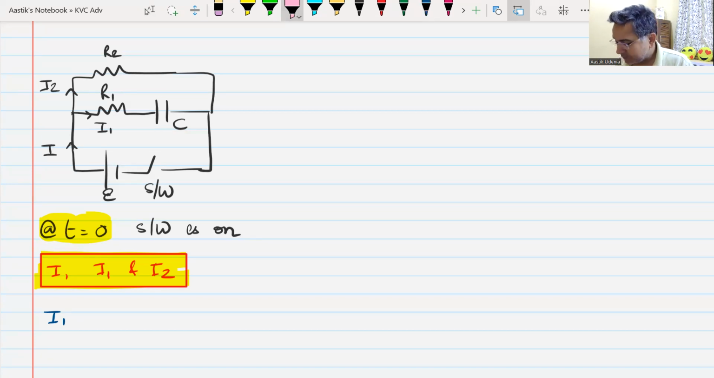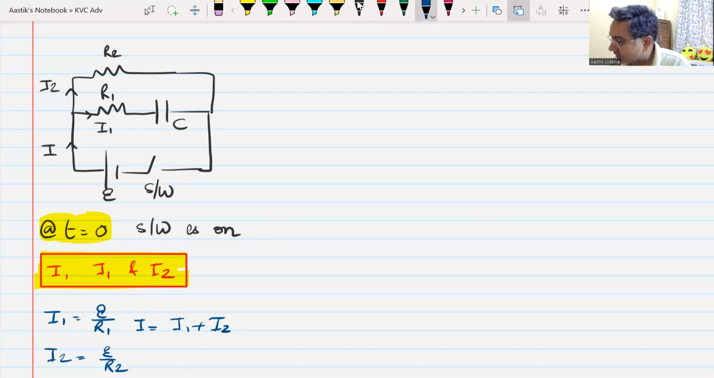Short circuited, sir. E by R1, sir. Yes. It behaves like it is not there. If it is not there, take it out, put a straight line. It is a simple question. R1 and R2 are in parallel with battery E, and I1 will be E by R1, I2 will be equal to E by R2, and I will be equal to I1 plus I2. Do we understand this? Yes, sir. Or has this gone above our head? Understood, sir.